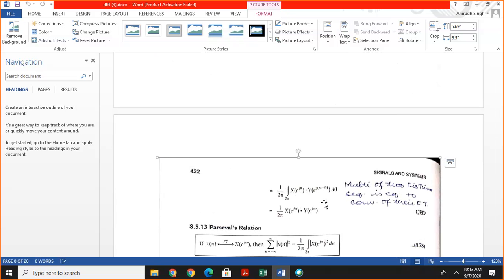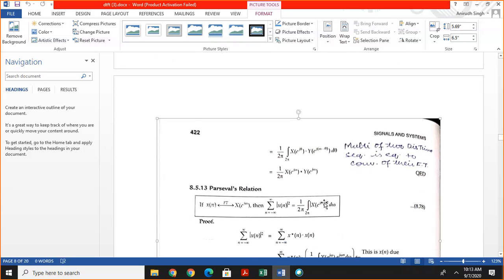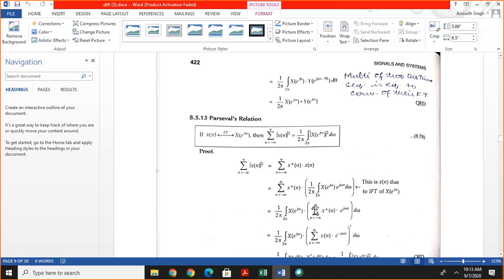It means that if two signals are multiplied in time domain, then their Fourier transforms are convolved in frequency domain. Then next is Parseval's relation. If the Fourier transform of x of n is given by X of e^{j omega}, then this is the energy of x of n. So the energy of a signal is given by this formula.